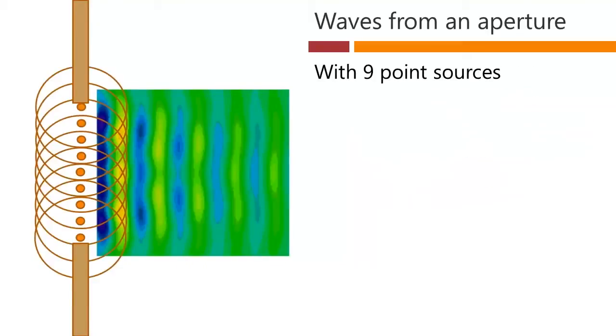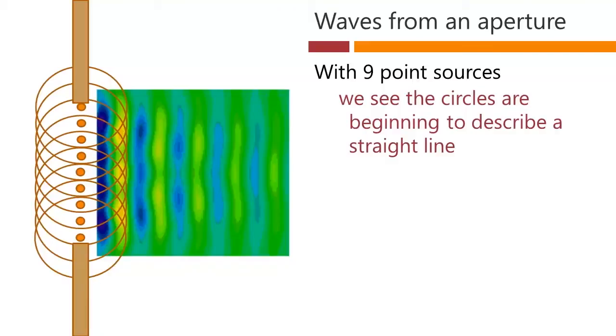With 9 point sources, we can see we're getting something that looks more like what we wanted. Progressively, these are really beginning to look like plane waves that have propagated through the aperture. And we can also see that these circles here, which we drew as examples of phase fronts from each of those sources, are really beginning to form a pretty good straight line along here. And that straight line does indeed essentially follow the phase fronts we're getting. So we're beginning to see Huygens' principle working.